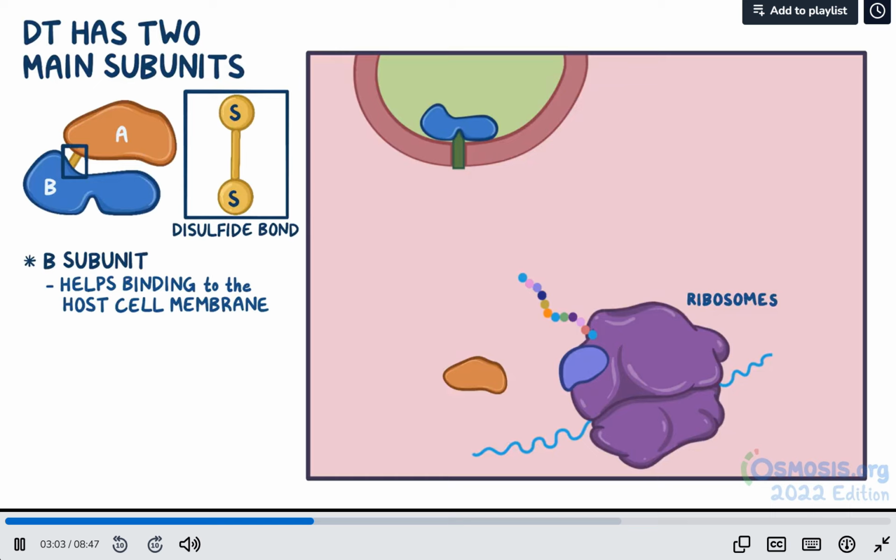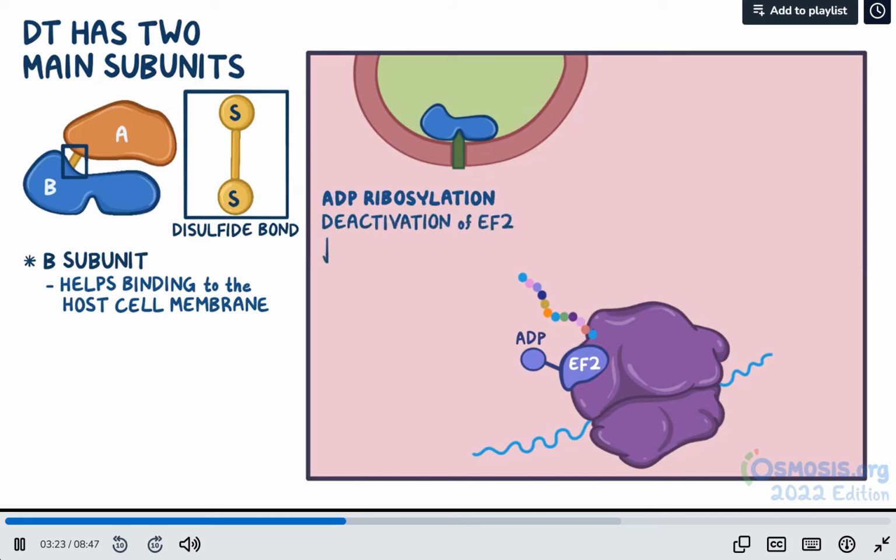This happens because the A subunit has an ADP ribose group, which attaches to the elongation factor, EF2, an important ribosomal protein that joins amino acids together during protein synthesis. This process is called EF2 ADP ribosylation, and it results in complete deactivation of the EF2, which stops protein synthesis and leads to cell death.